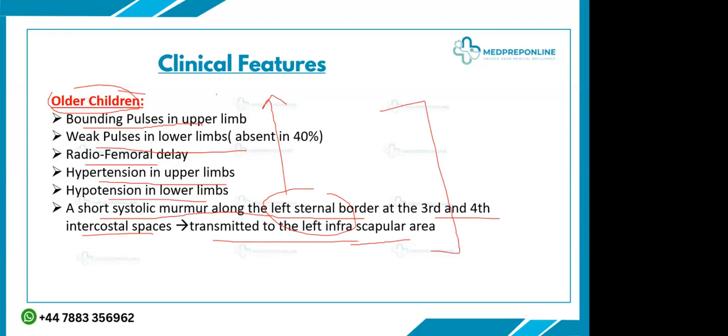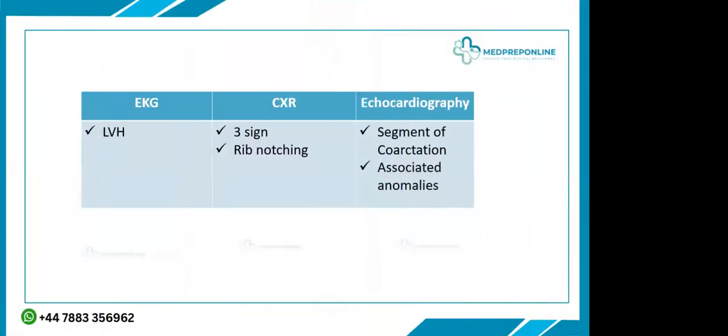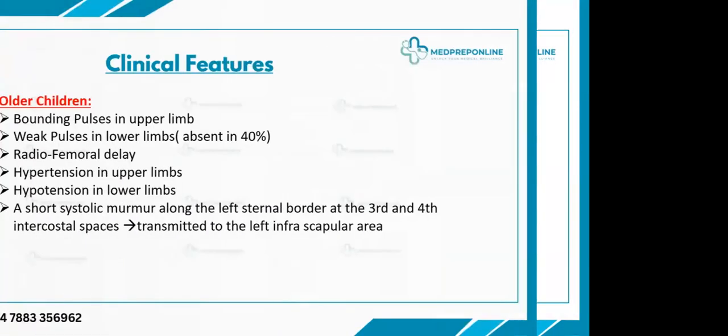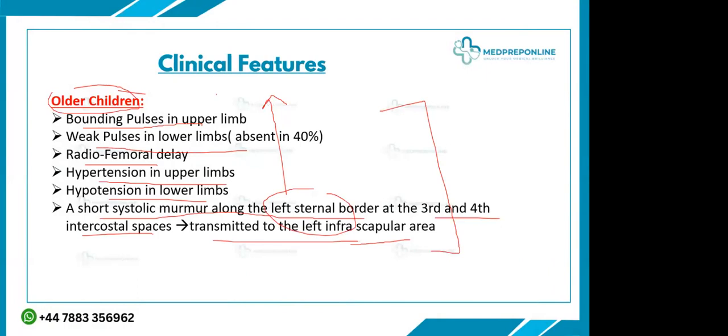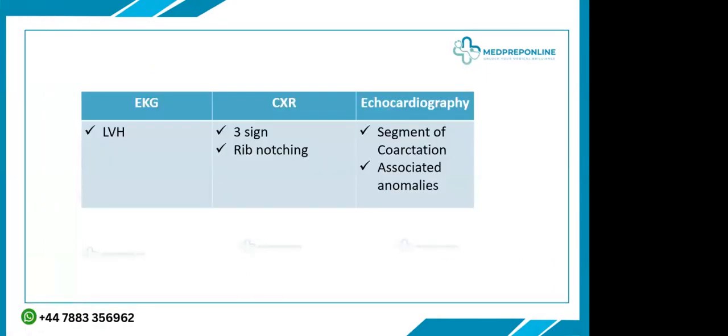The clinical situation here is totally different from the atrial septal defect, which you asked me about, which also has a systolic ejection murmur. That is totally different; all these signs and symptoms will not be present in those patients. On the EKG, you will see left ventricular hypertrophy, and then there will be a 3 sign or rib notching. Okay, the 3 sign I will show you.